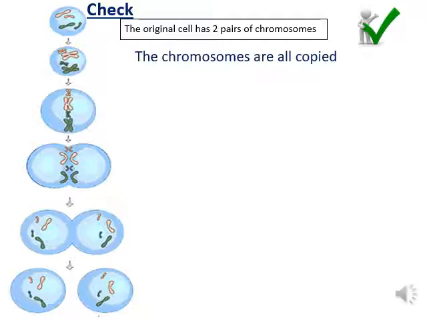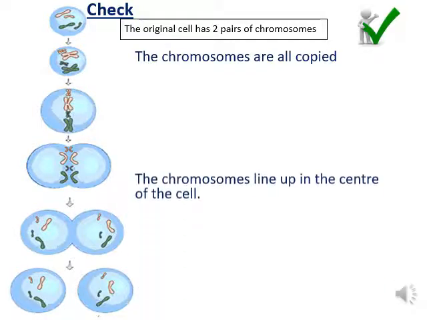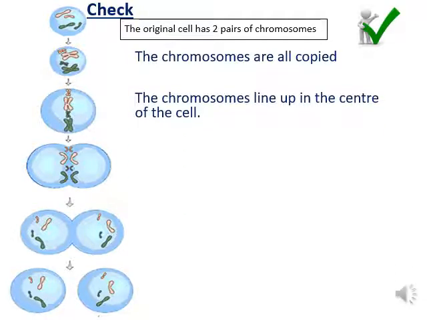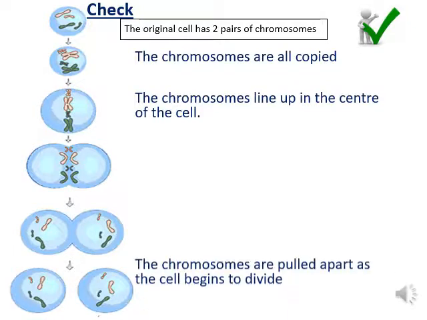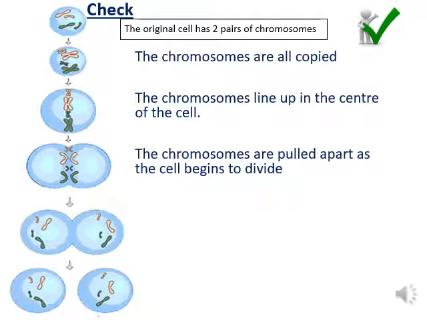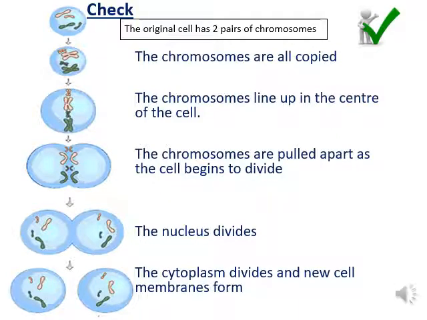Different colour pen would be useful here. After the chromosomes are all copied, the next stage down, the chromosomes line up in the centre of the cell. After that, the chromosomes are pulled apart as the cell begins to divide. Then the nucleus divides, and then finally the cytoplasm divides and new cell membranes form. So check your answers and correct any that need it.